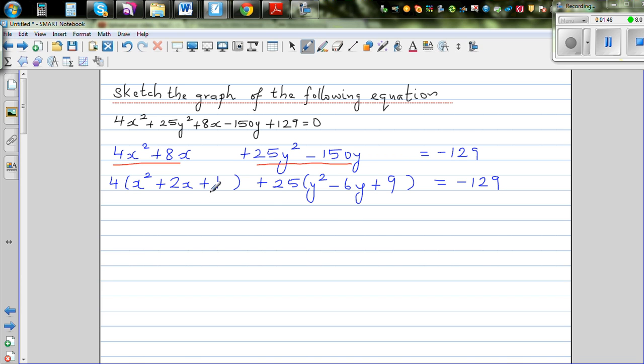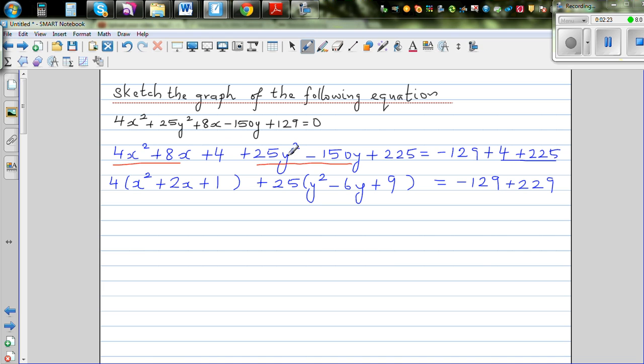Okay, so if you think about it, you have added, if you expand this, 4x squared plus 8x plus 4, so I should write 4 here. Now if you write a 4 here, you have to write a 4 here. And here 25 times 9 is 225, so I have to write 225 here. If I write 225 here, I have to write 225 here. So this becomes 225 plus 4, which is 229. Okay, so this is a neat way of doing it.